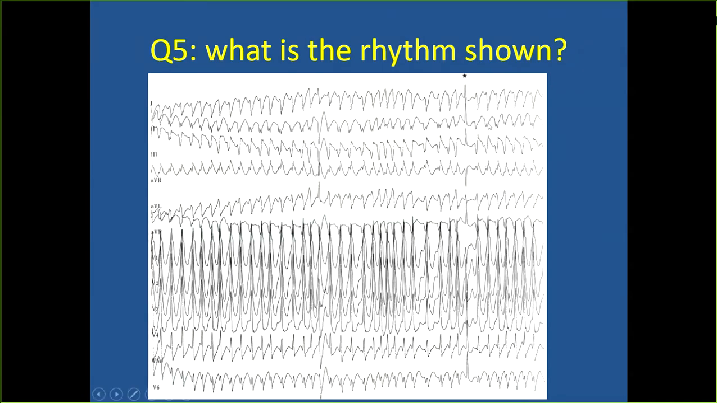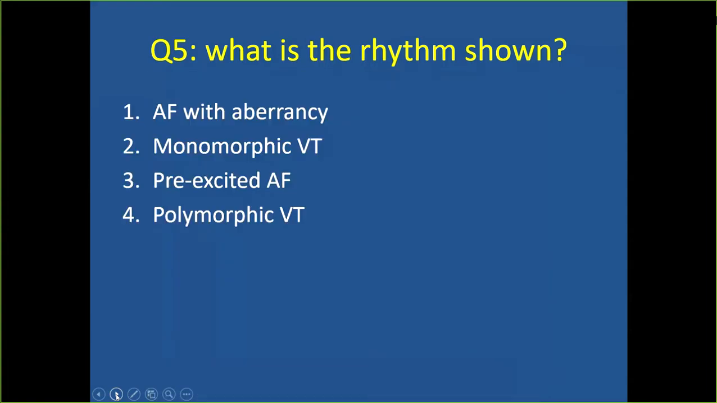This is very classical of a very interesting case of a pre-excited AF. Means the atrial fibrillation is being conducted over the pre-excited pathway, right? And this is how it is. And good, a lot of them got it. These are very interesting ECGs. Next one.